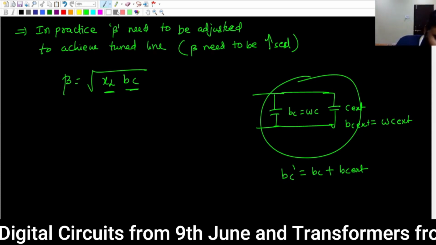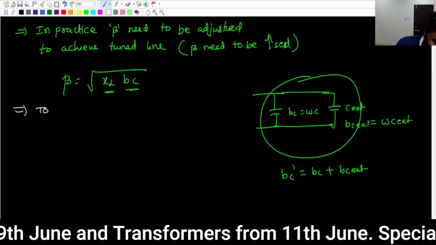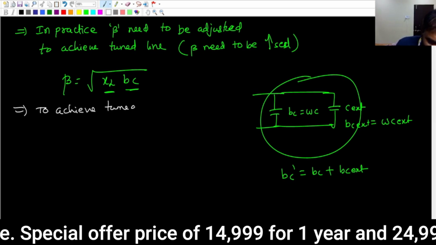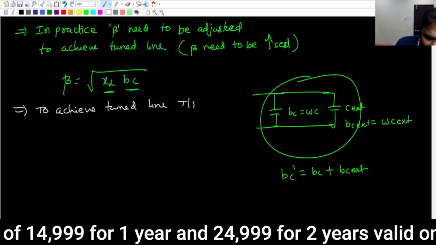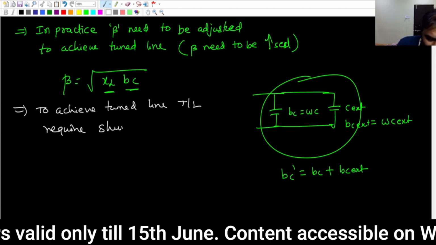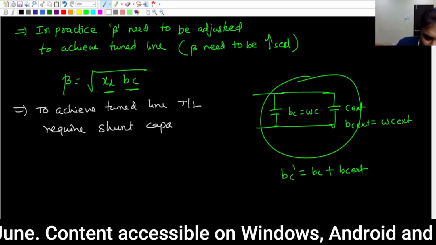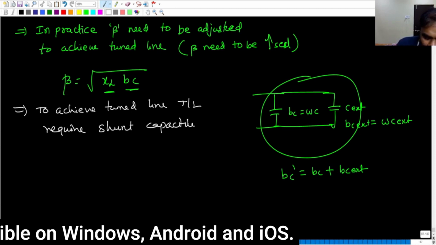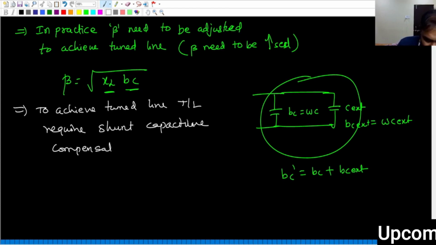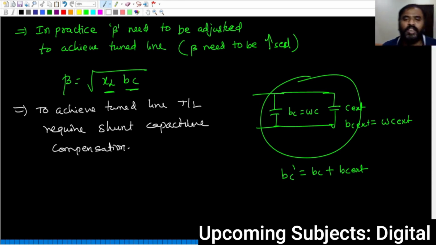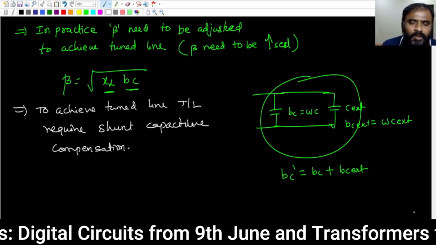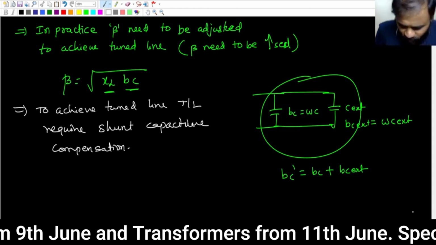So what I am saying is, to achieve a tuned line, a transmission line requires shunt capacitive compensation. That's it. Shunt capacitor compensation. Clear? Understand? So by using shunt capacitor compensation, we can achieve what now?